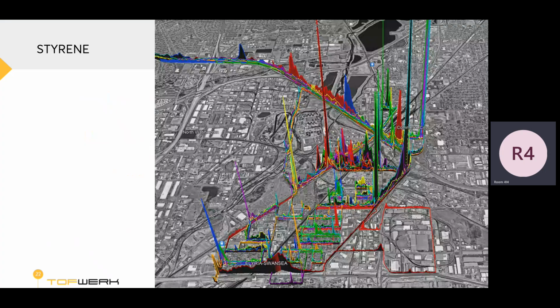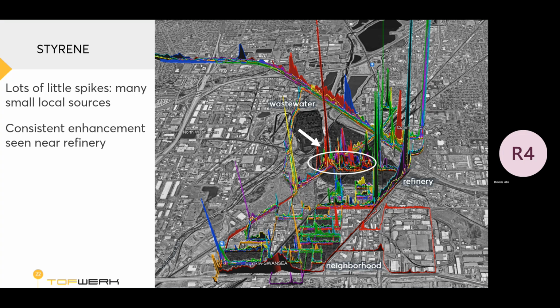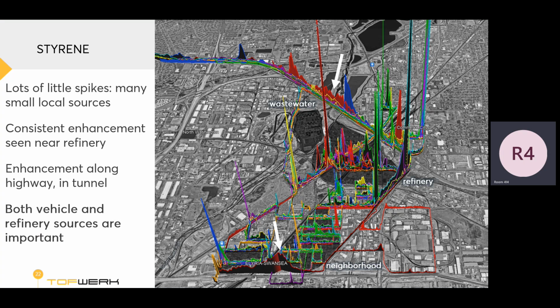Here is a map of styrene enhancements on all drives. Color is a different drive. So unlike the benzene map, styrene has a lot of little spikes everywhere. There is a hot spot, but these lots of little spikes probably come from a lot of very small local sources. We also see an enhancement. It shows that both vehicle and refinery sources are really important for toxics.